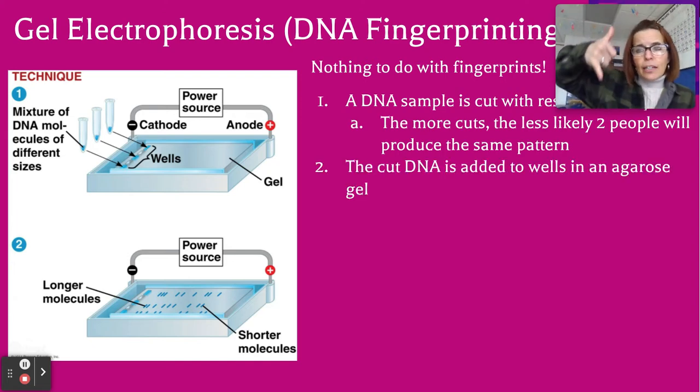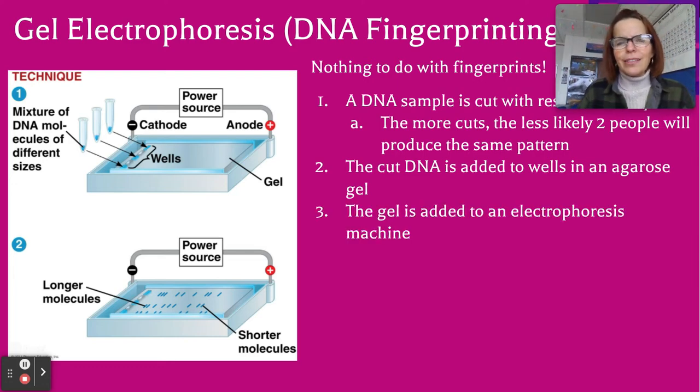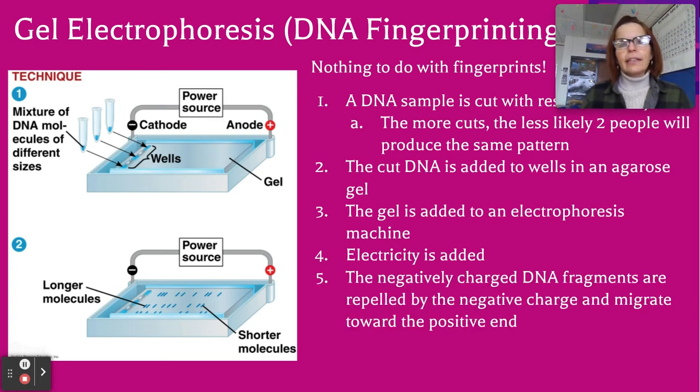The cut DNA is then added, using a micropipette, to the wells in an agarose gel. It's got the consistency sort of like Jell-O, a little bit thicker than Jell-O. The gel is added to an electrophoresis machine, and you see that there in the diagram, and electricity is added. Now, importantly, the DNA fragments are negatively charged. So remember that like charges repel and opposite charges attract.